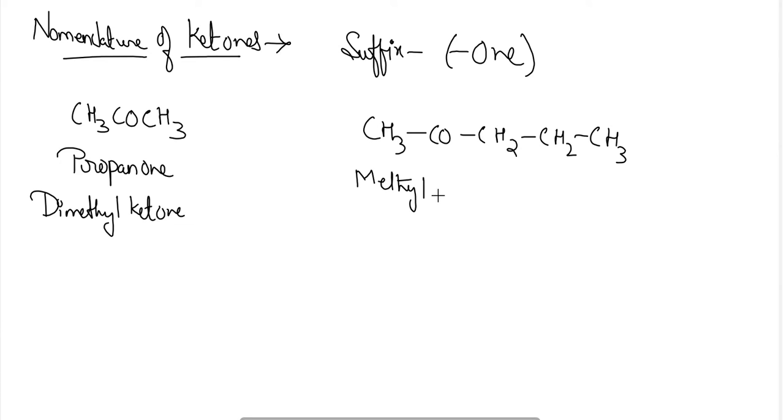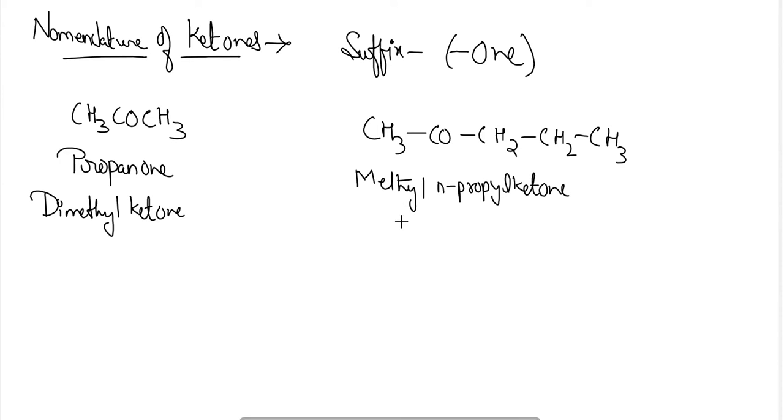methyl and N-propyl ketone. Okay, N means normal, and this particular chain is attached to the methyl group here. So N shows that the propyl ketone group is attached to the methyl group here. So this is the common name, and the general naming system.